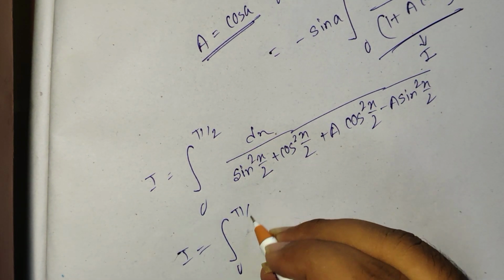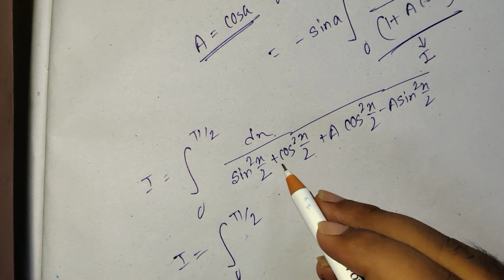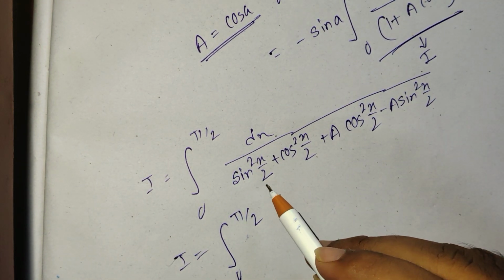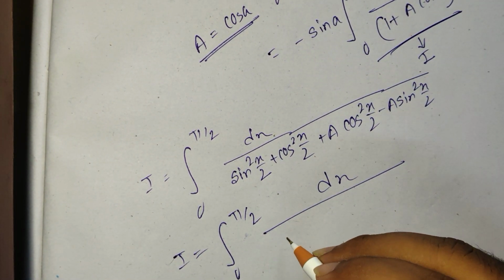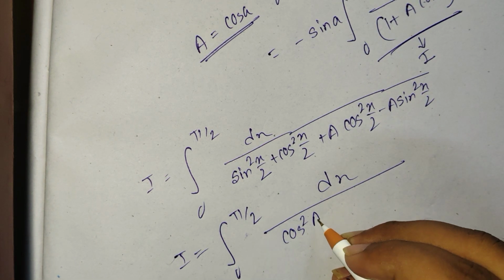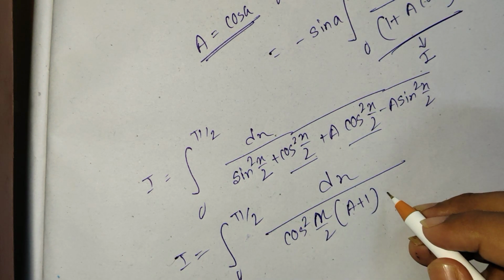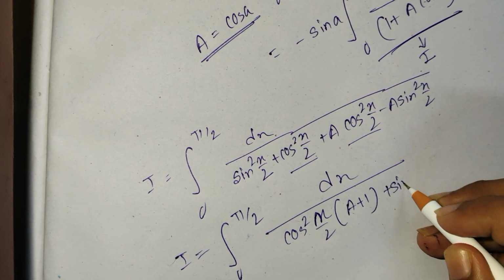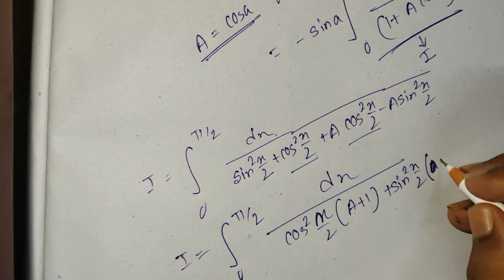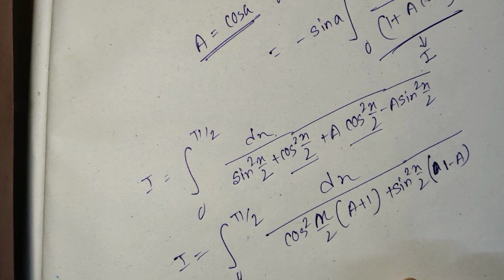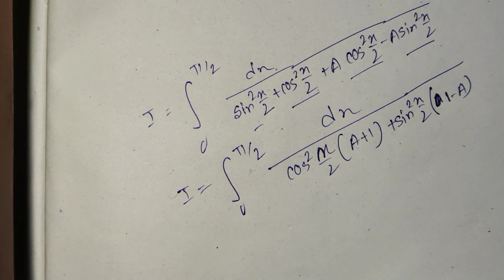So now this is 0 to pi by 2, dx, and this is cos square x by 2 into (a plus 1) plus sin square x by 2 into (1 minus a). Okay, fine. Now, how can we proceed?